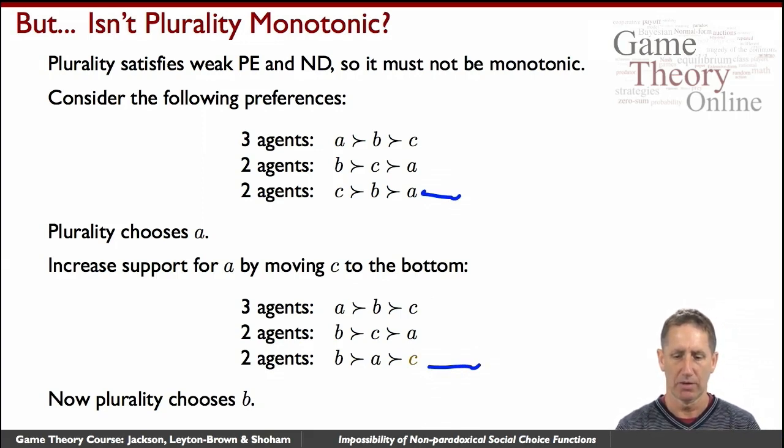C was preferred to A originally, and now A is preferred to C, and all other preferences relative to A remain the same. So surely you would say A is doing as well as it would have done originally, and monotonicity would say that it should be the winner. But clearly in this case there are now 4 agents who are voting for B versus only 3 for A, so B would be the winner now. So plurality is not monotonic.